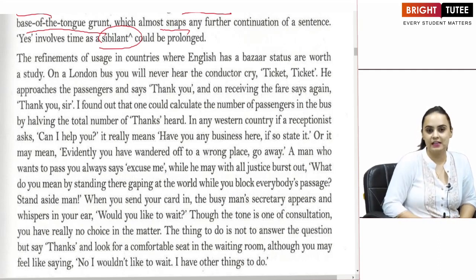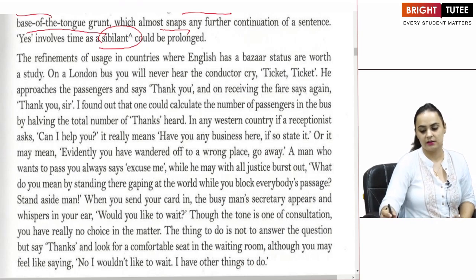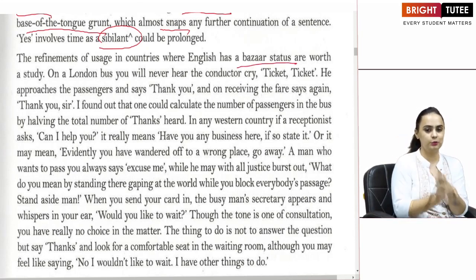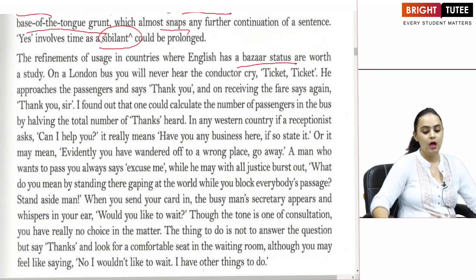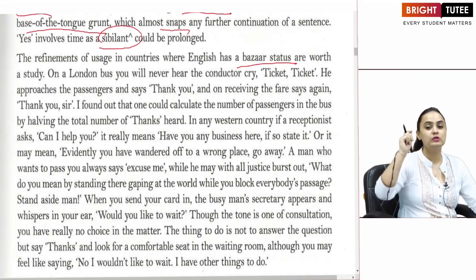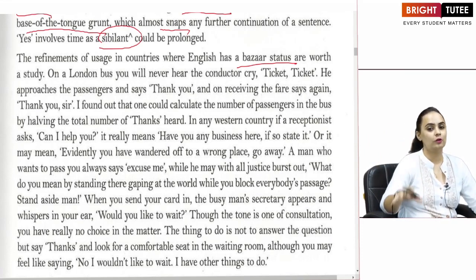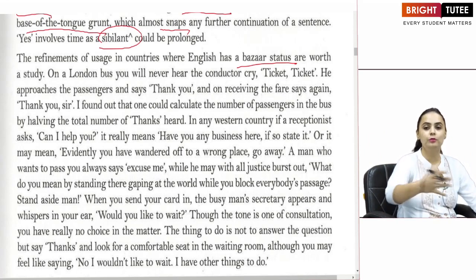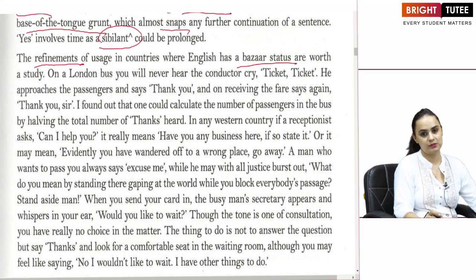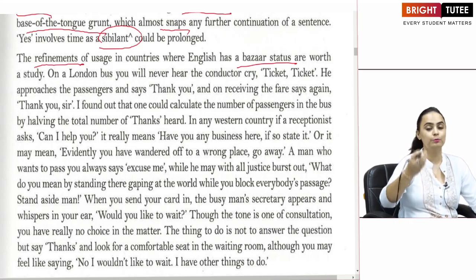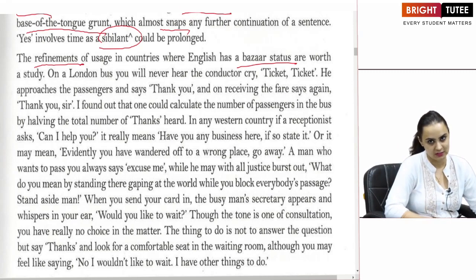The writer again gives us more examples. He says that the refinement of usage in countries where English has a bizarre status. Bizarre status means the usage of this language is very widespread. It is used by a lot of people. So one needs to study the usage of English in those countries in which it is used by everyone around. They have actually refined its usage. They have made it better. They have improved the quality of the usage of this language.